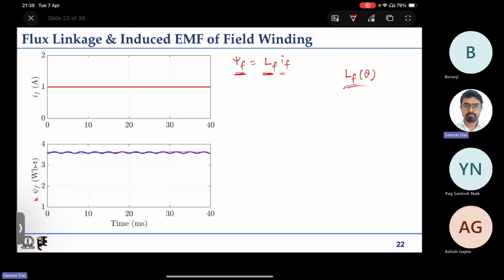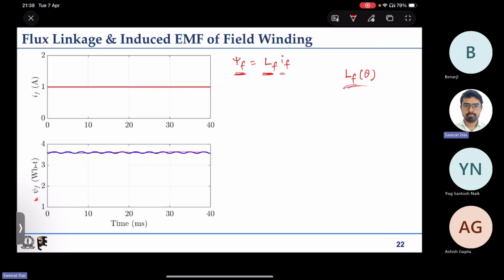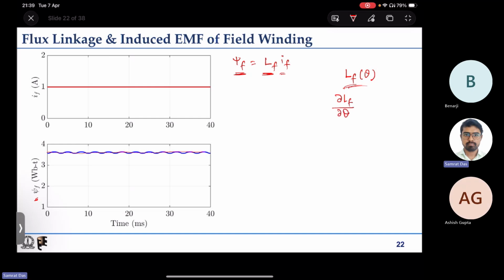But again, mind you, this is the case for a 12 slot machine. In actual cases the slot number may be quite big. In that case, the small jitter that you are able to see will be further negligible. So we will be able to see that the dou LF dou theta, whatever small variation is there, can be neglected for all practical purposes.